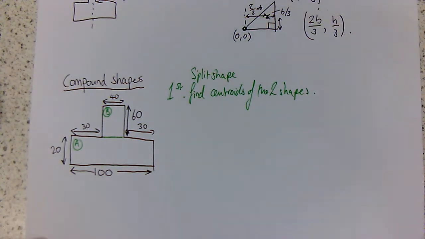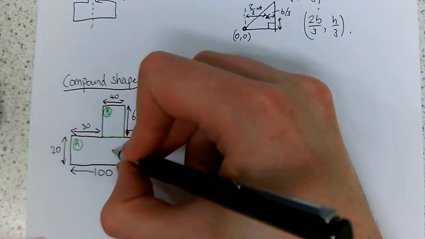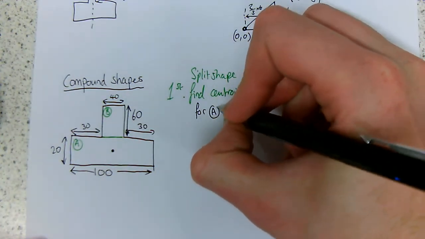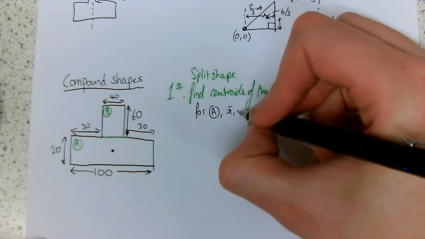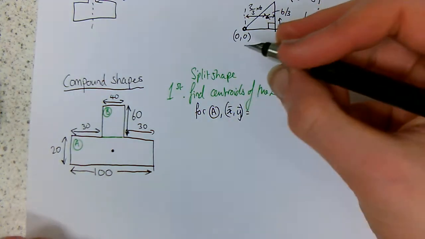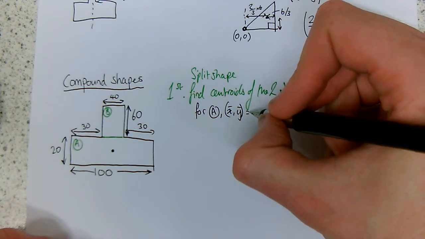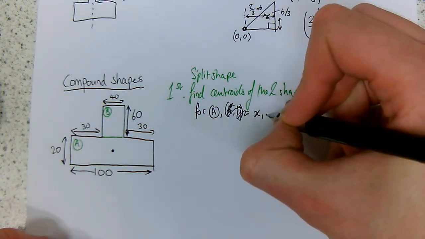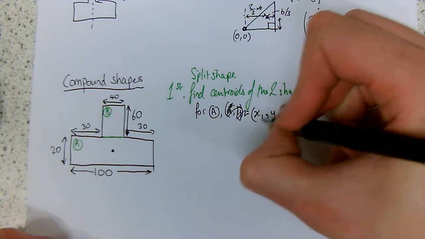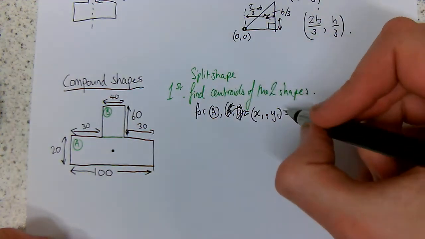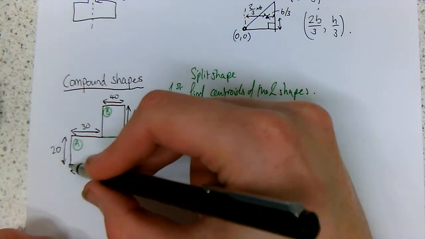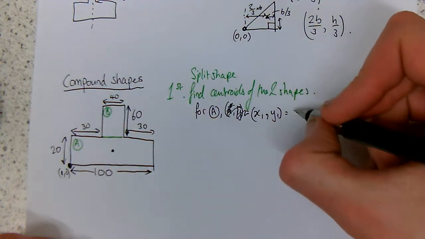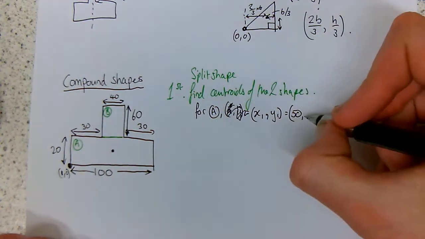Now, the centroid of this first one, because it is a rectangle, is going to be in the centre. So for A, the centroid, x1, y1, is going to be, measured from the bottom corner, which is where we're going to put our origin, 50 along and 10 up.